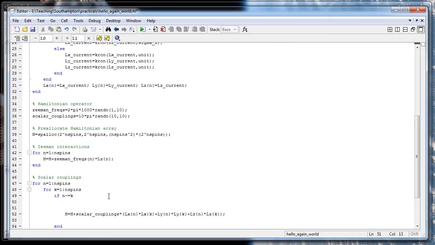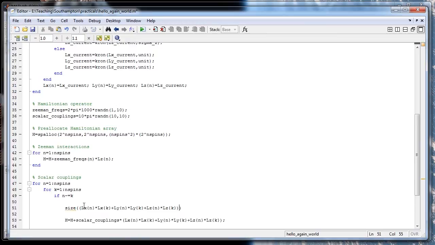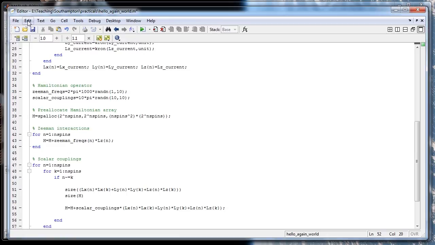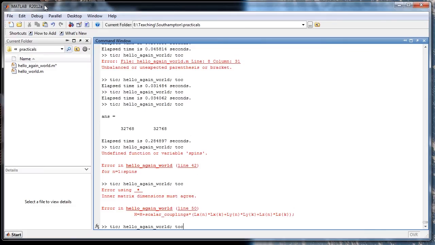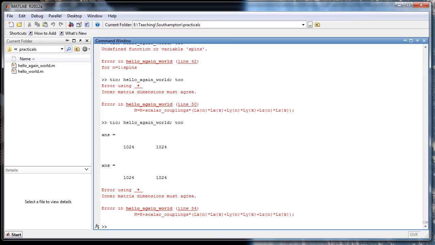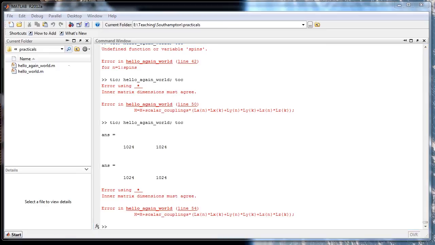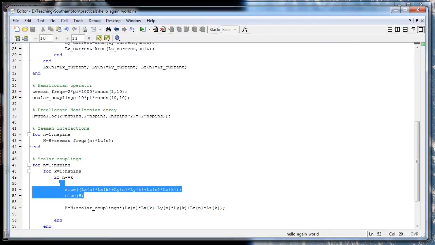So let's take a look at the dimension of what we are trying to add to it here. So size of that thing. And then let's take a look at the size of our Hamiltonian. That will be something that MATLAB is expecting from us. And run this thing again. Matrix dimensions must agree. So 1024 everywhere. So clearly some dimensions are correct, but others are not. And let's see where we actually are getting this wrong.